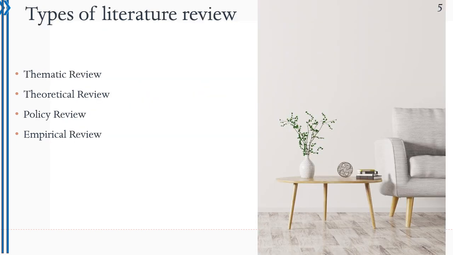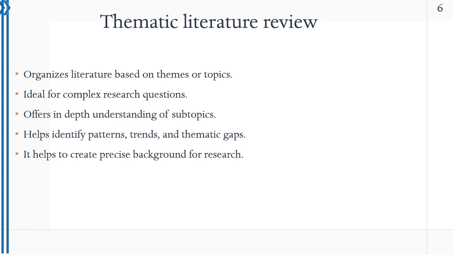And the next slide is about the types of literature review. There are four types of literature review: thematic review, theoretical review, policy review, and empirical review. First, the next slide is about thematic review.